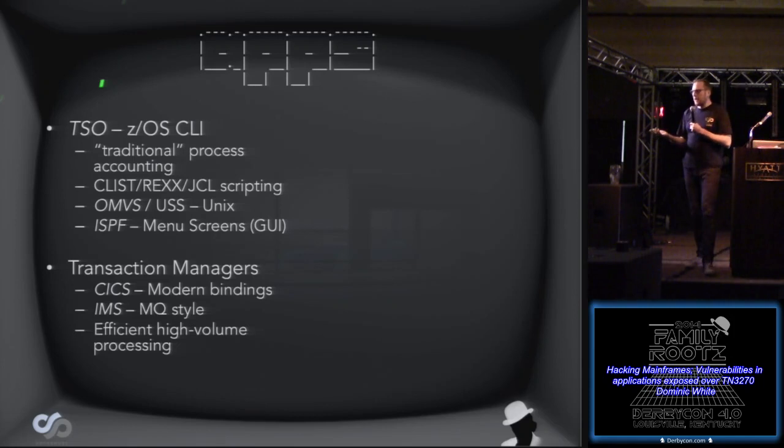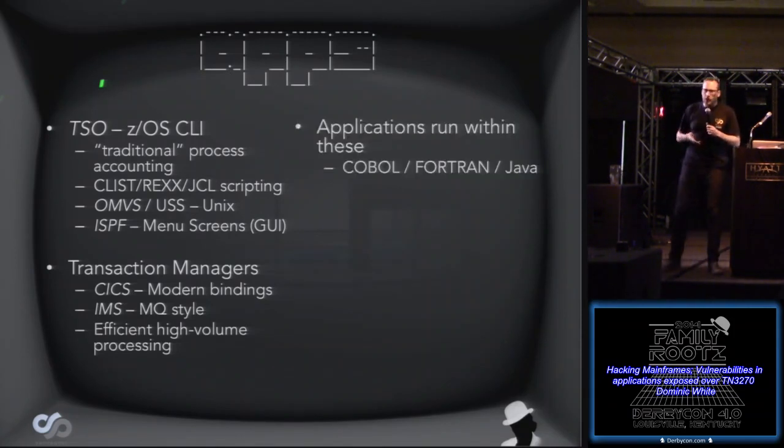Then we get to the transaction managers, which is where I spent most of my time. So the two most popular ones are KIX and IMS. Both are IBM products. KIX has some modern binding, so you can have web services talking to transactions through KIX. I think you can put Java stuff in KIX as well. But your COBOL and Fortran programs will run under KIX and IMS. IMS is more MQ-style stuff, so if you're in a financial services company and there's an MQ talking to transactions, they could be running in IMS. And these are the things that allow efficient high-volume processing. They can do hundreds of thousands of transactions a second without taking too much sweat. This is the real benefit, why people went with mainframes.